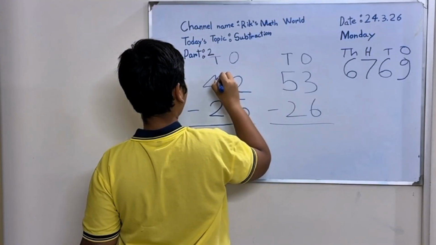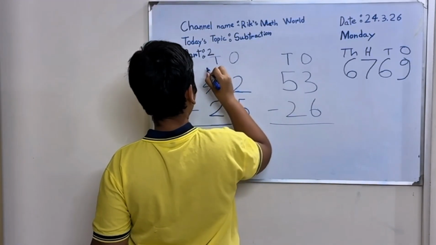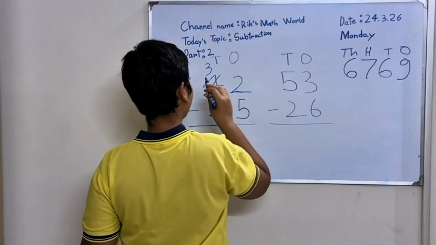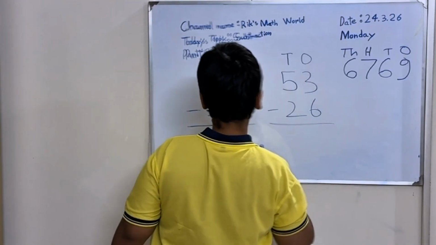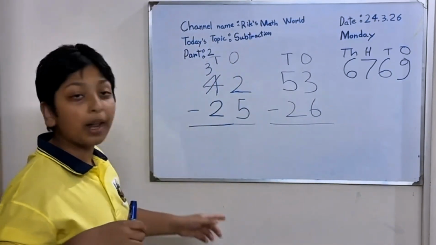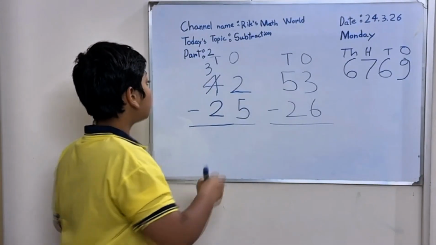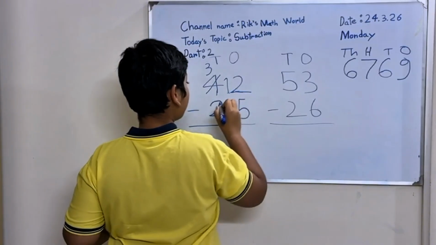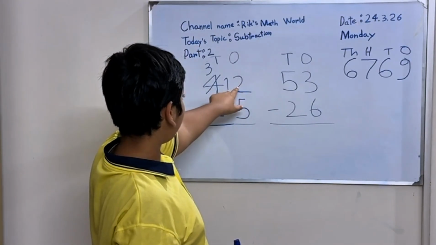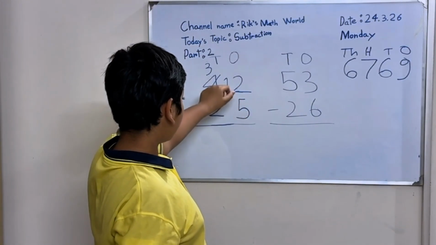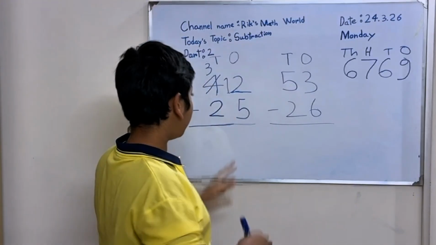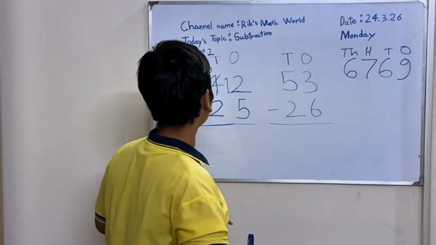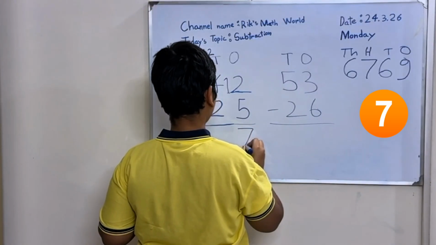So we will now borrow from the 4 and it will be converted into 3, and we borrowed from the tens place. So it is 10. So we will do 10 plus 2, which is 12. So we write here 1. Now we can do it. 12 minus 5. The bigger number is above the smaller number. So we can do it. So what is 12 minus 5? It is 7. So we write here 7.